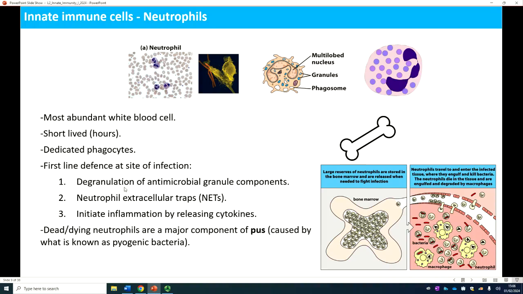They do this by a variety of mechanisms. We have the degranulation of the antimicrobial contents from their granules. We also have these neutrophil extracellular traps, called NETs, and we'll look at that in the next slide. And then they also help to initiate inflammation. This is done by releasing cytokines, which are really important signaling molecules within the immune system. And if you have an infection with a pyogenic bacteria, you often get pus, and actually pus is mainly formed of dead and dying neutrophils.